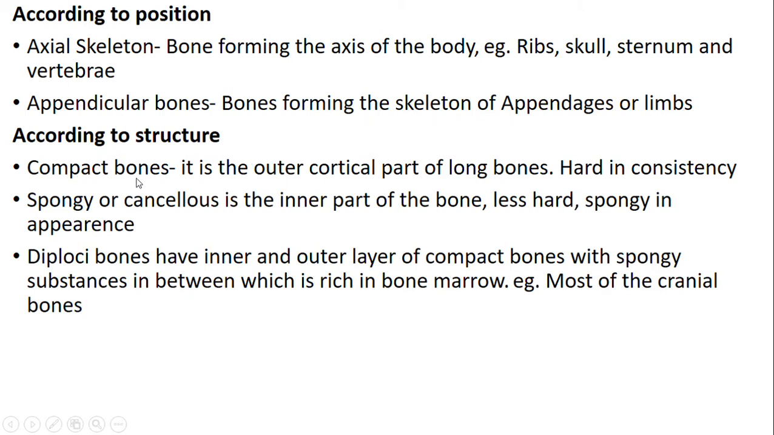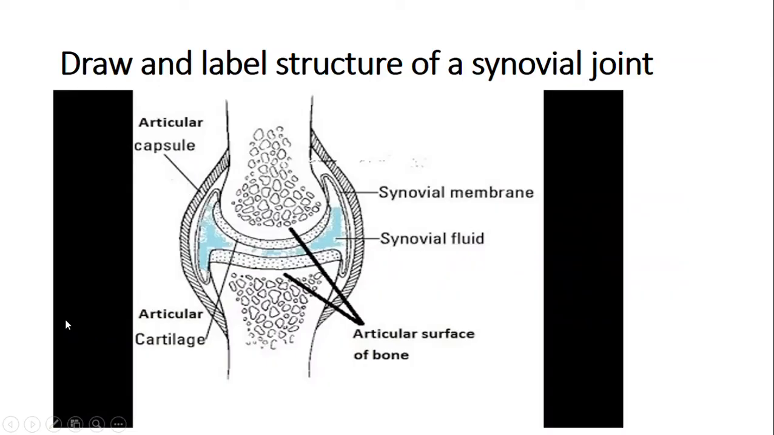According to structure, it is divided into compact bones, spongy or cancellous, and diploic bones, which are the inner and outer layer of compact bone with spongy substance in between, which is rich in bone marrow. Example, most of the cranial bones. And here is the picture of a synovial joint. We have an articular capsule, synovial membrane, synovial fluid in between, articular surface of the bone and articular cartilage.